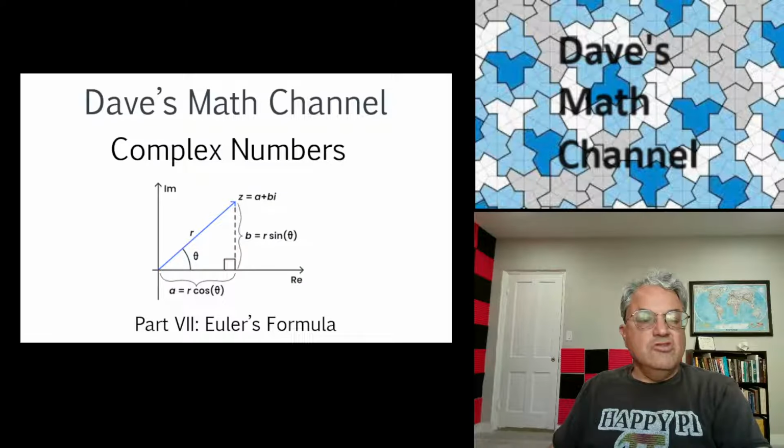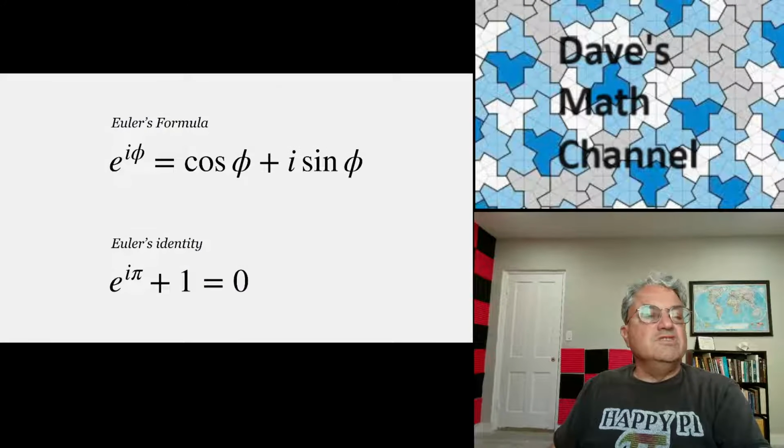And this is on Euler's formula, which is considered by many mathematicians to be the most important or the most amazing formula in mathematics. It's a really amazing formula, and I'll show it to you on this slide. So here's what it says. It says e to the i phi is equal to cosine phi plus i sine phi.